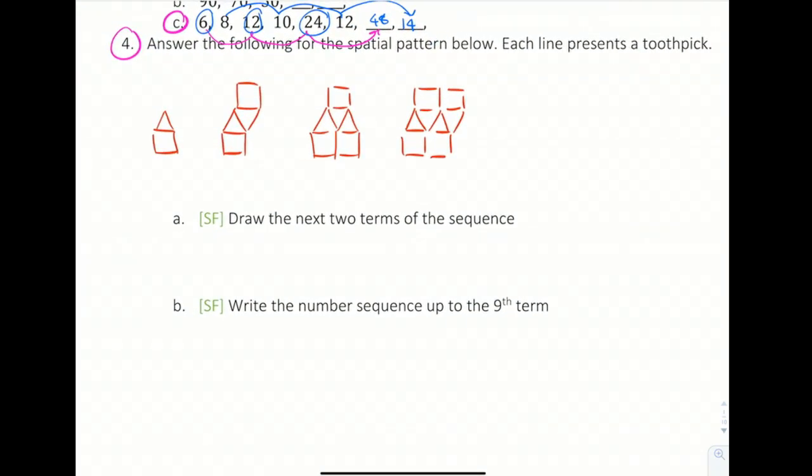Question 4, continuing on Sophia's question. Can't watch it. What do you mean, Max? Can't see what you're talking about, dude. I hope it's all right.